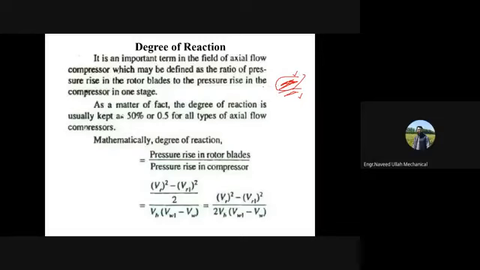pressure, let's say for example, increased in a stage is, let's say, 2 units, so half of it should be in the blades. Okay, that means half of it should be increased in the rotor blades. So the pressure rise in rotor blades will be half of what is there in the whole stage. Okay, so this is kept as 0.5, meaning 50%.